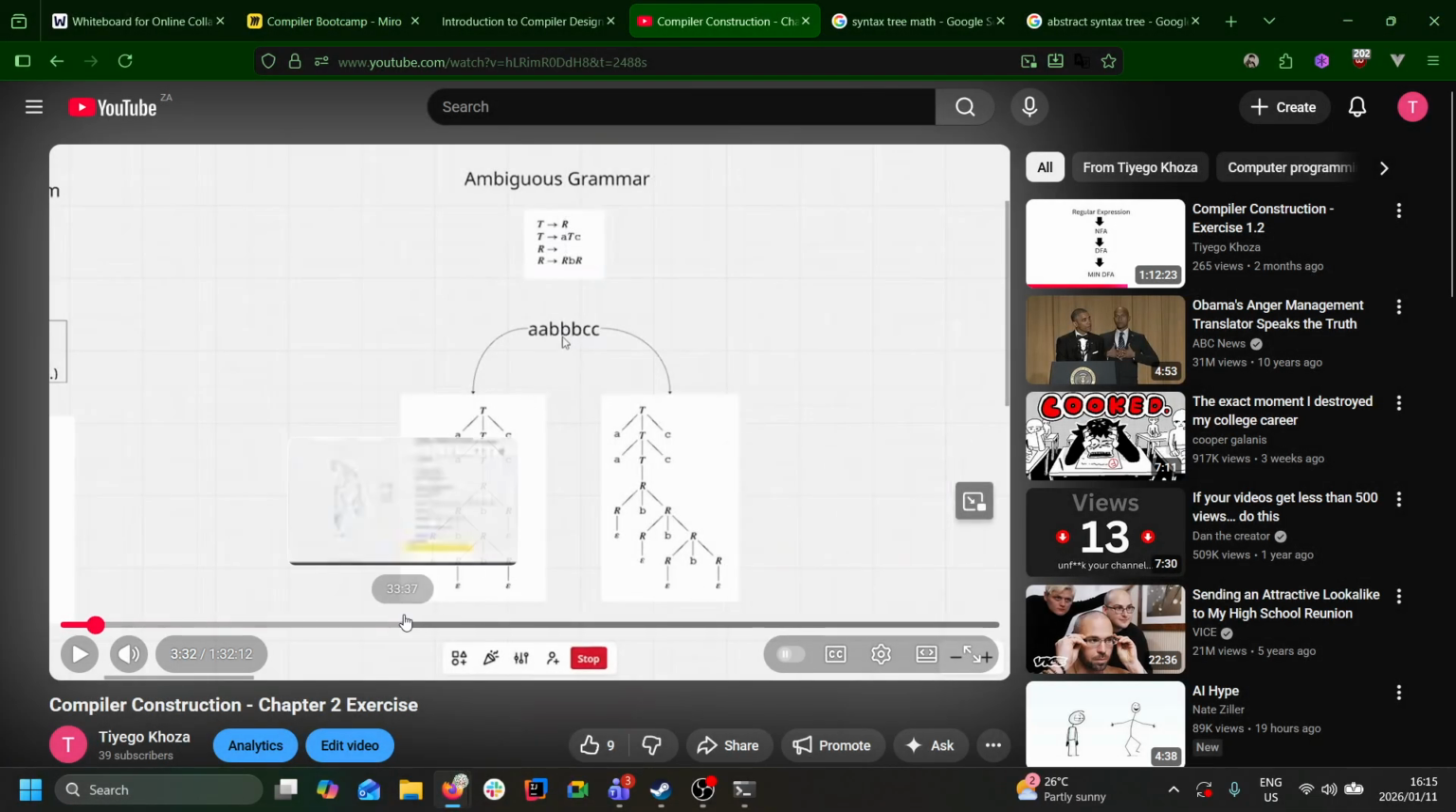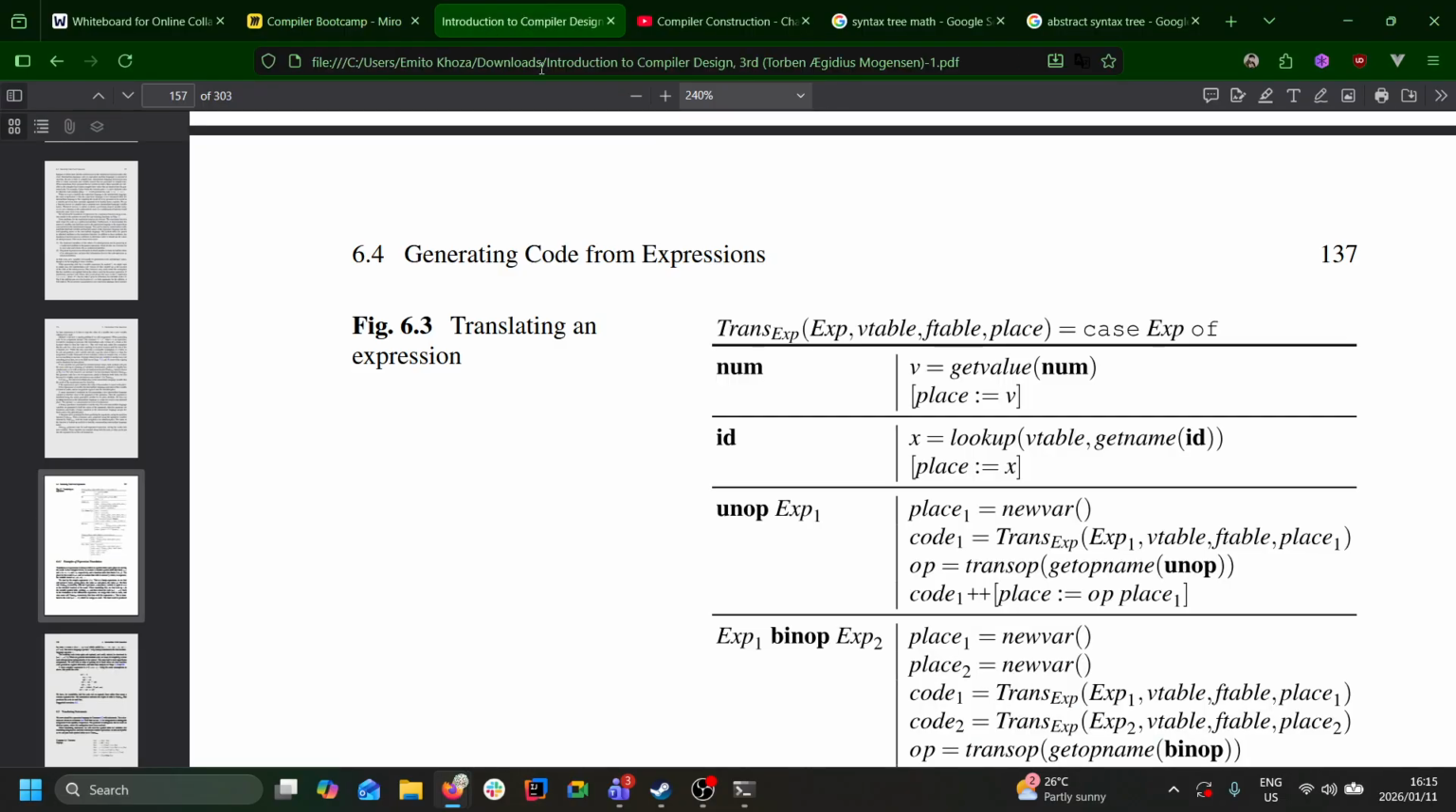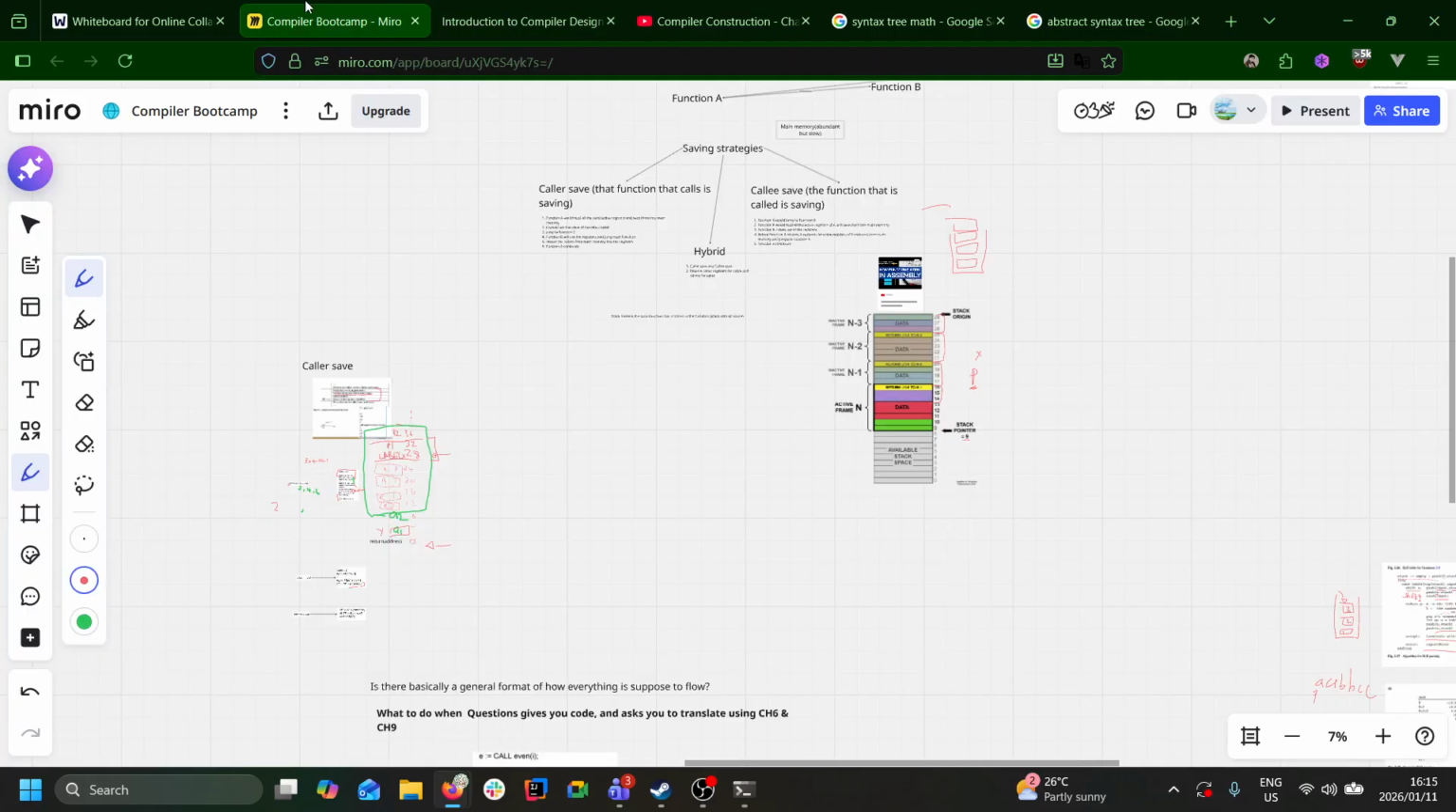Thank you. I'm sure that'll be good enough. That should be good enough. If you can come up with one syntax tree, you're good.